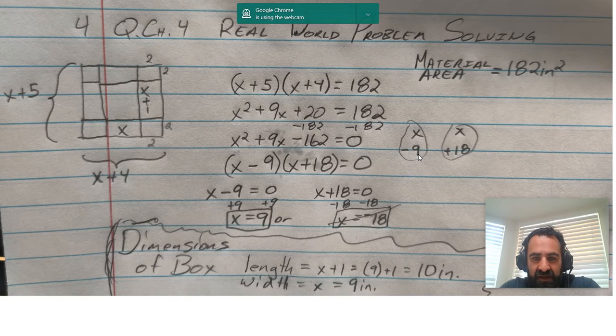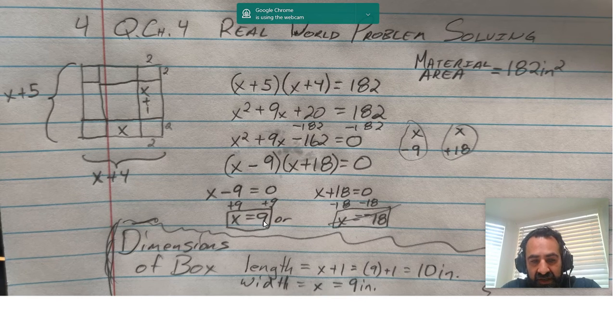So that's my work over here. x minus 9 times x plus 18. Set both of those equal to 0. Add 9 to both sides. Here, set this equal to 0. Subtract 18 from both sides, and I find out x is either 9 or negative 18. Negative 18 inches makes no sense whatsoever, so we don't use it. So our answer must be 9 inches.